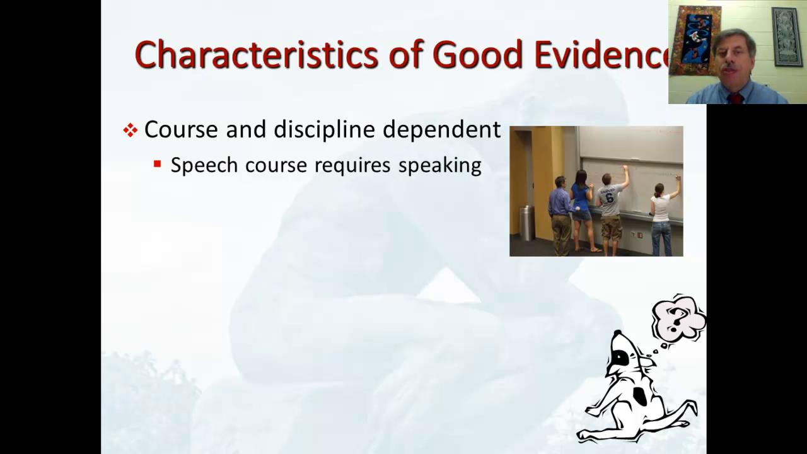Well, what are the characteristics of good evidence? So when we look for evidence of achievement of the learning outcomes, we need to think about what it might look like. The evidence will be course and discipline dependent. For example, in a speech course, the evidence would require speaking. For a microbiology course, it will require components of the discipline of microbiology.